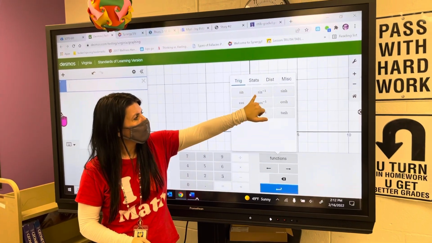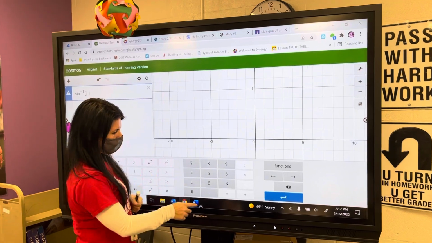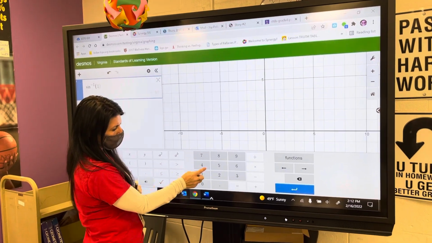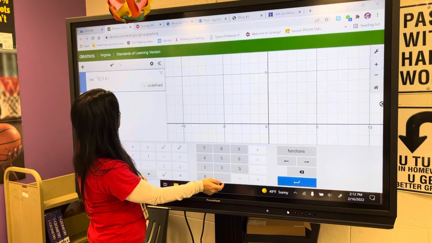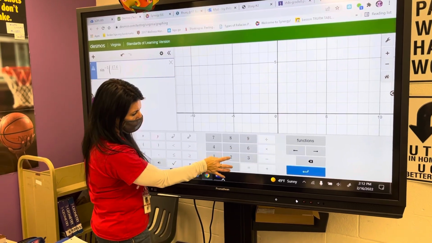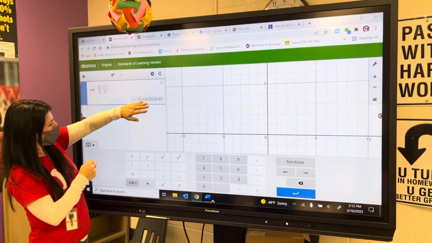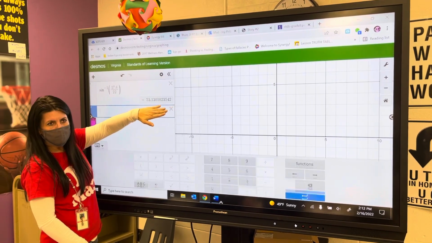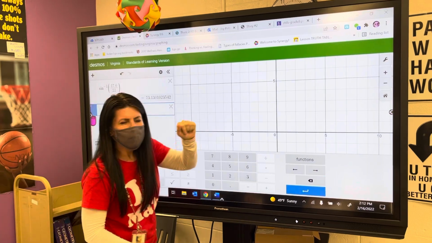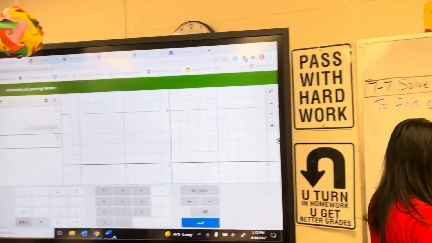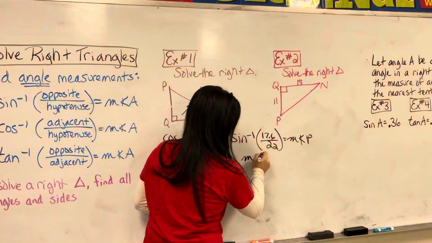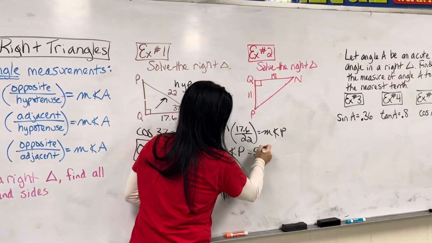So what we just wrote was inverse sine of 17.6 divided by 22. So that angle measurement is 53.1. Does that make sense? Try that on yours and make sure you're able to get that. So the measurement of angle P is 53.1.